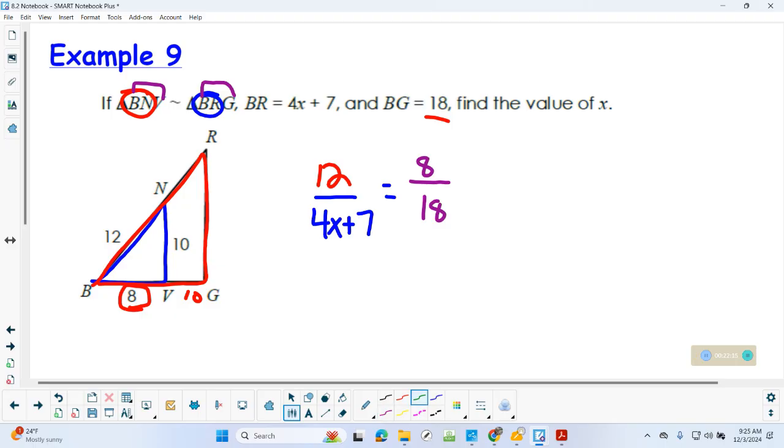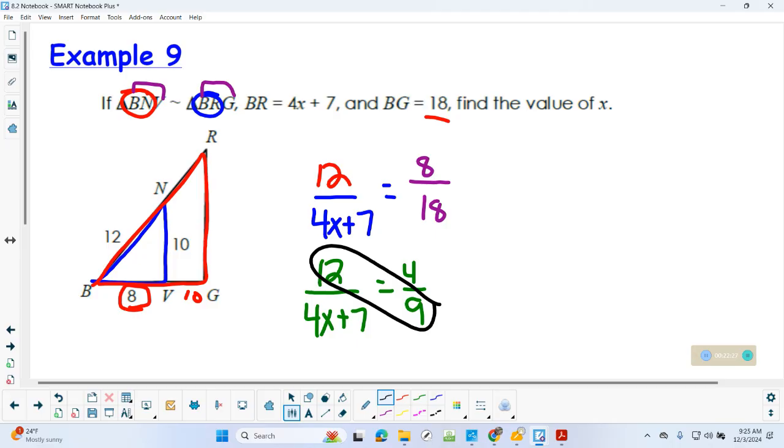I would reduce it, because I don't want to get my calculator out. So, of course, 2 goes into there, 2 goes into there, and then let's do our cross products. So, without a calculator, do you know what 12 times 9 is? 108, there we go. Okay, let's distribute 4 through all of this. We can distribute 4 times 4x. What's 4 times 7? 4 times 7, 28.